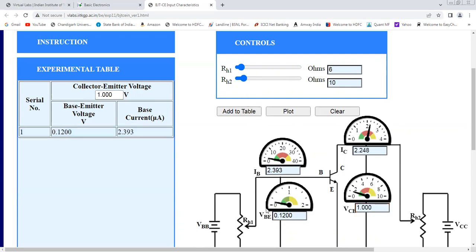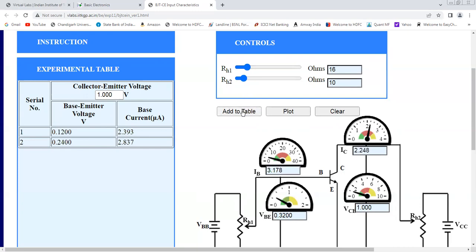Okay, so this base emitter voltage and this base current reading will be visible in this table. Base emitter voltage 0.120 and 2.393. Okay, and we have already set the collector to emitter voltage to 1 volt initially by varying RH2. So we are going to take different readings for the same value of the collector voltage. So then we will again vary it, and then we will again add to table a little bit.